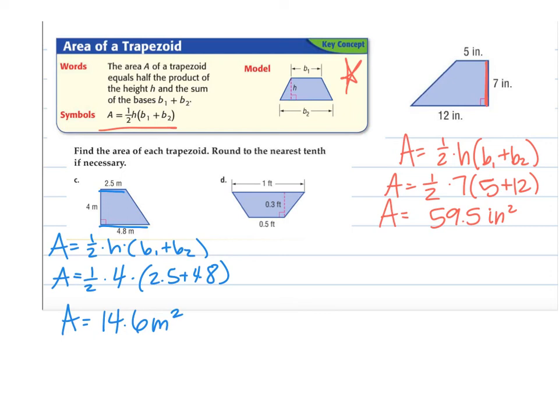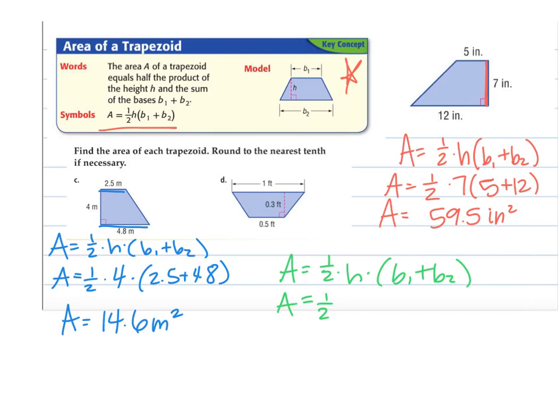Okay, last one, picture D here. Area equals 1/2 times height times base 1 plus base 2. Again, write it down every time. I always want to see what formula it is that you're using, and then I want to see how you're plugging the numbers in.